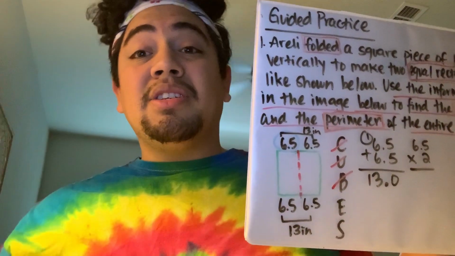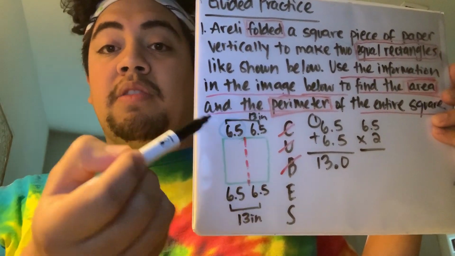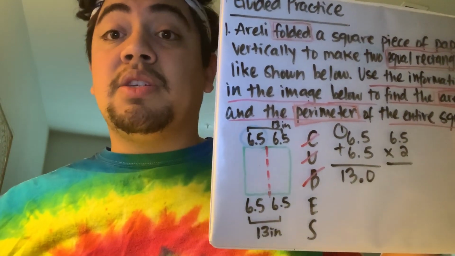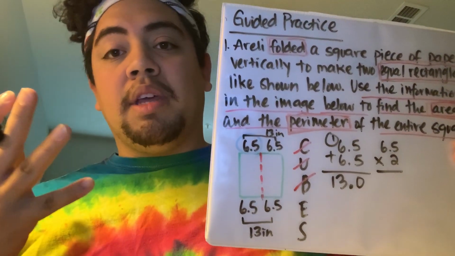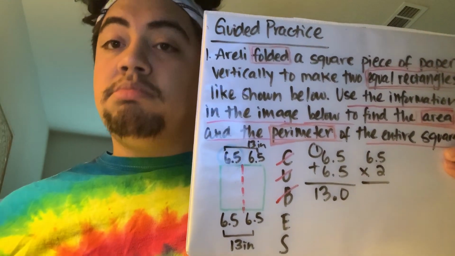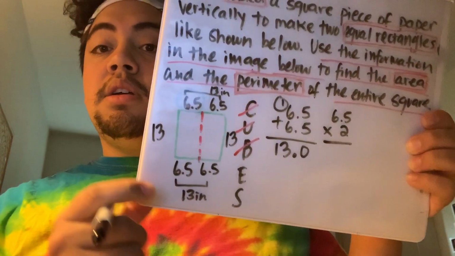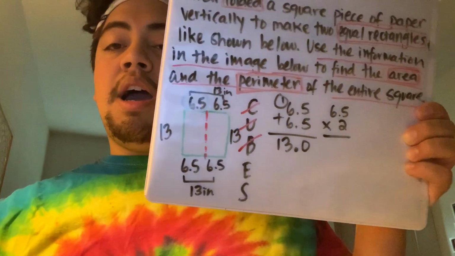So I have actually just discovered the measurements for the top length and the bottom length of this square. We can now find the area and the perimeter of the whole thing. Remember that all sides of a square are equal. So if the top is 13, the bottom is 13, that means the side here is 13, and the other side here is also 13. So 13 on top, 13 at the bottom, 13 on either side. Now we can find the area and perimeter.